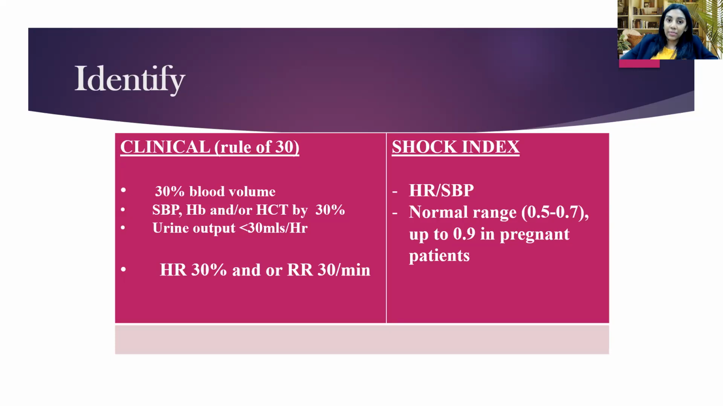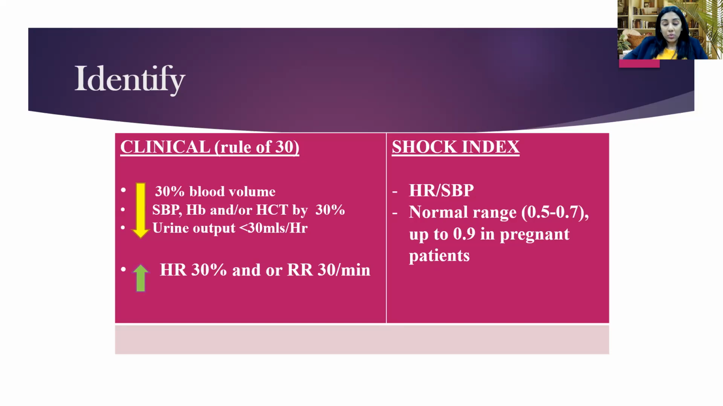So when we want to identify a major obstetric hemorrhage and the degree of shock, we can go either clinically or through the shock index. Clinically, we use the rule of 30, which is a reduction of 30% of blood volume. Your systolic BP, hemoglobin, or hematocrit can also drop by 30%, or your urine output can reduce to less than 30 mils an hour. And your heart rate can go up by 30% and respiratory rate more than 30 per minute.